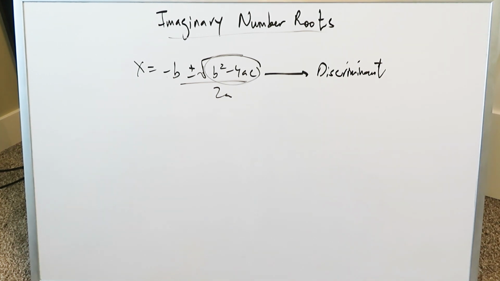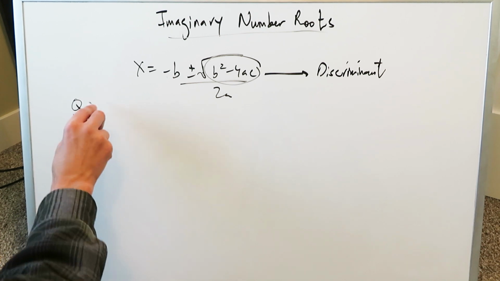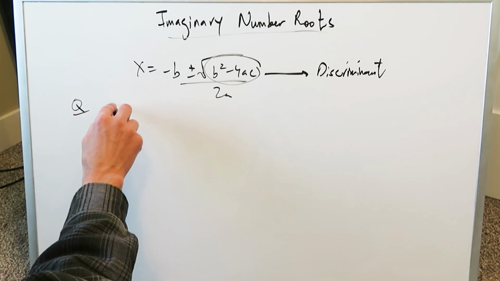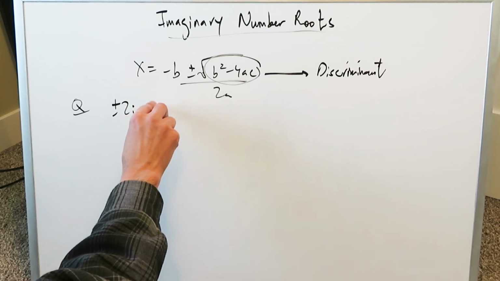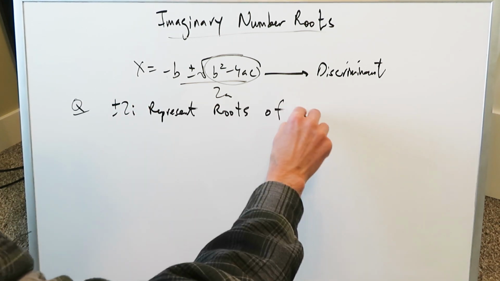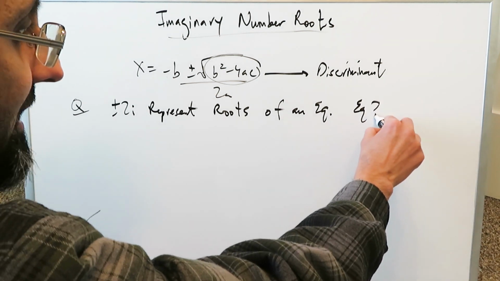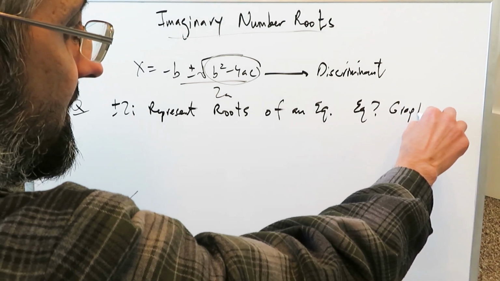So why do you have to know all of this? Because of the two particular type of questions which can show up on these type of exams, and I'm going to show you these two questions. You have to be able to work and think backwards for these. The question will be this: plus and minus 2i represent roots of an equation. You have to determine the equation and you have to determine its graph.